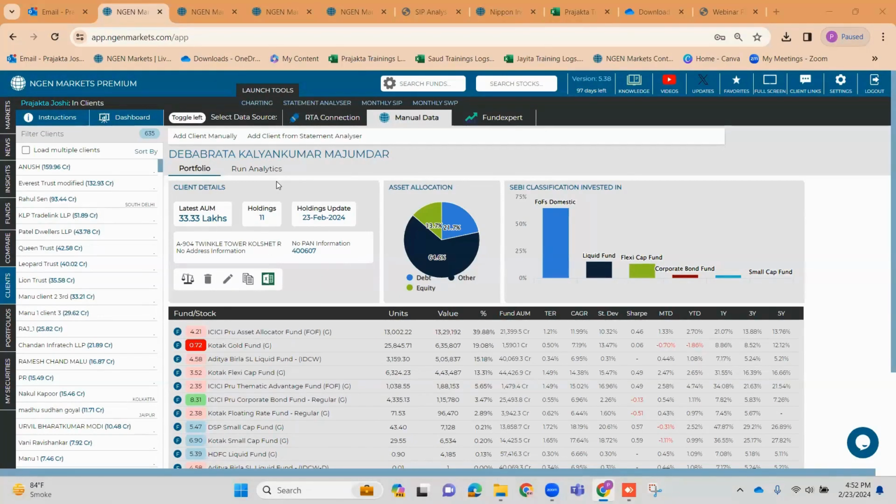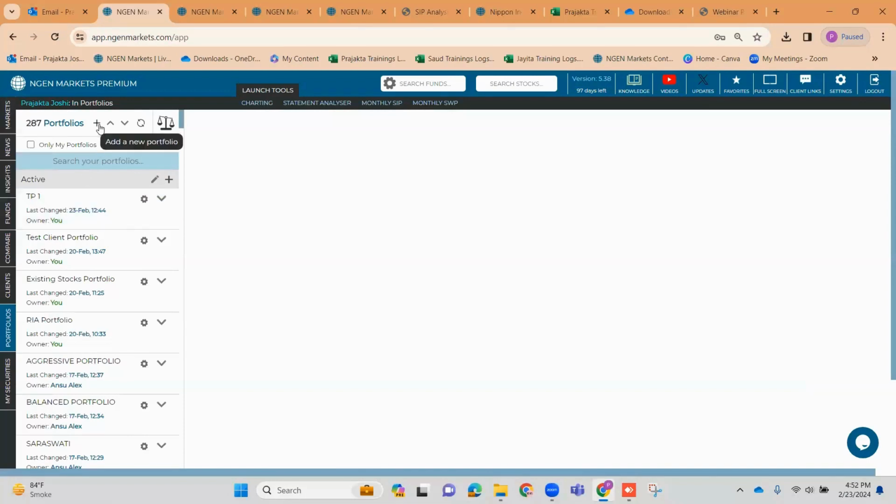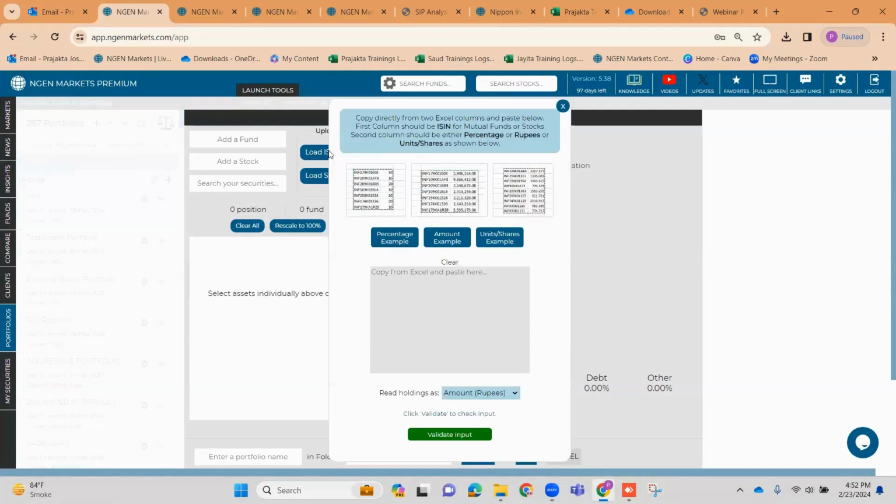The third and the last way to onboard a prospective client portfolio is using this portfolios tab, wherein if you have in an Excel sheet just 2 columns, one column would be ISIN numbers of the mutual funds or stocks, and the other column could be either of percentage or amount or units. Okay, let's say we have ISIN numbers in one column, and in another column we have the units that are there for the respective ISIN code, right?